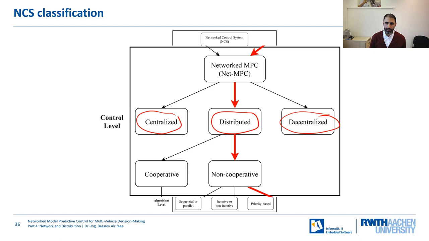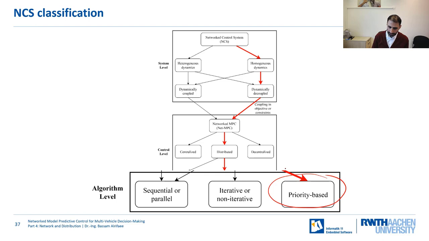And in distributed control, we distinguish between cooperative and non-cooperative. This will be the topic of tomorrow, but in the lab work you are going to apply the priority based, and the other options are sequential or parallel. So in distributed, the agents can compute sequentially one after the other, or they can compute in parallel. And tomorrow I will show you the advantages and disadvantages, but also problems that happen due to the computation order. And they can iterate or not iterate, so the algorithm could be iterative or non-iterative.